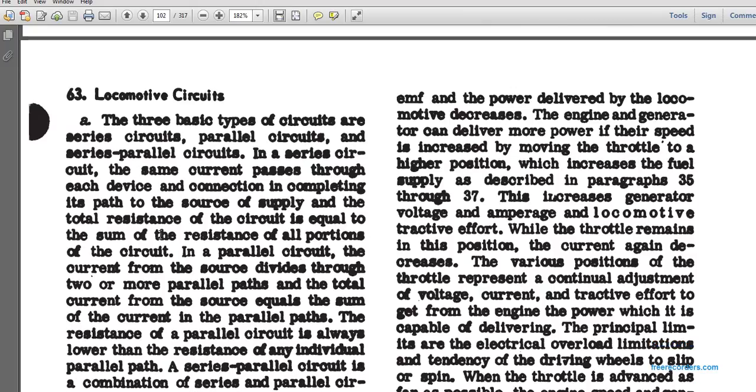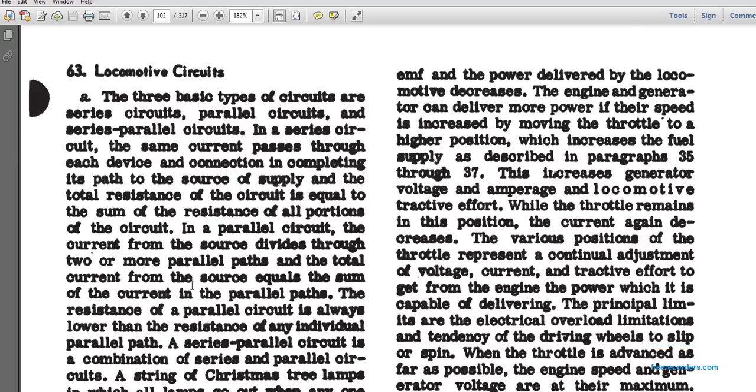of the circuit. In a parallel circuit, the current from the source is divided through two or more parallel paths. The total current equals the sum of the currents of the parallel paths. The resistance of a parallel circuit is always lower than the resistance of the individual parallel paths. A series-parallel circuit is a combination of series and parallel circuits.